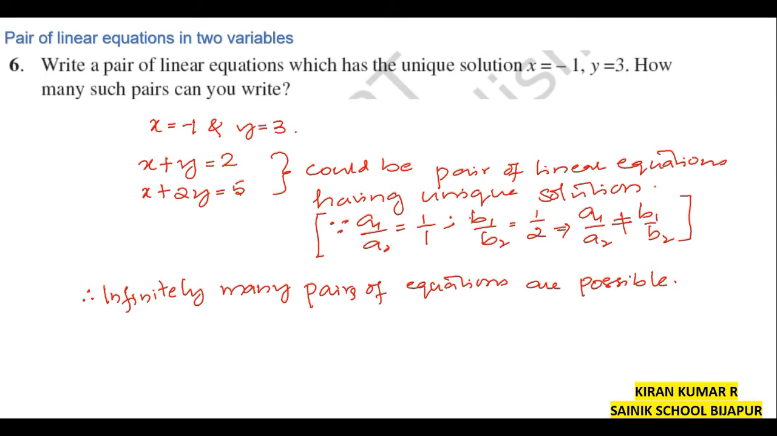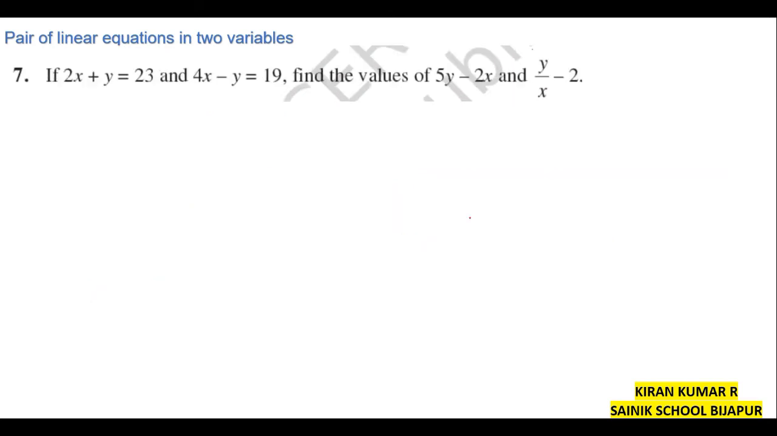Let us see the next question. If 2x plus y is equal to 23 and 4x minus y is equal to 19, find the values of 5y minus 2x and y by x minus 2. To find the value of 5y minus 2x and y by x minus 2, we need to find x and y values. How do we find the x and y values? We'll find it by using these two equations.